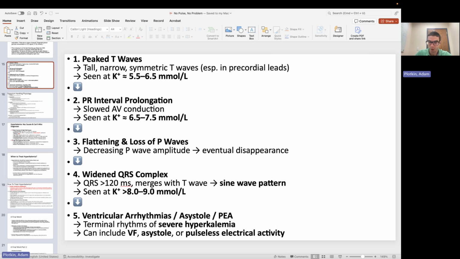And then we can have ventricular arrhythmias, asystole, and PEA. So these are the final rhythms of hyperkalemia. If we get to this point, it's very, very scary. It's a do or die situation. We got to act now. Okay. So peaked T waves, PR interval prolongation, flattening and loss of the P waves, widening QRS and sine wave, and then eventually VFib, asystole, or PEA if we're not able to treat it.